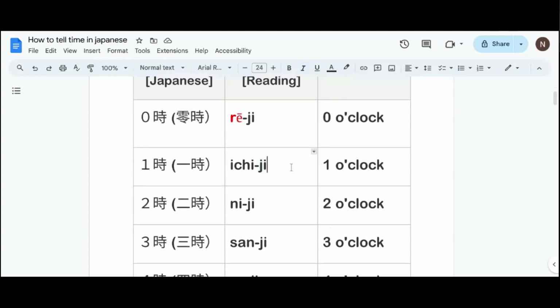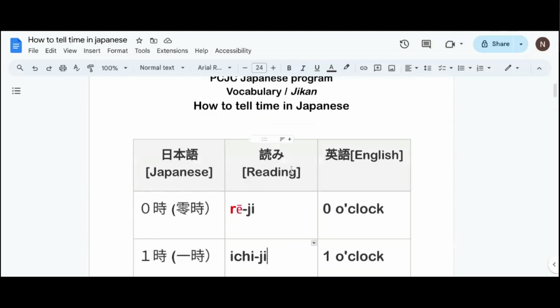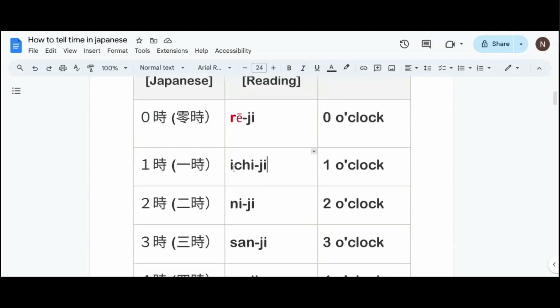So you know already how to count up to 12. Okay? So you just add the ji. Ichiji means 1 o'clock. Niji means 2 o'clock. Sanji means 3 o'clock.